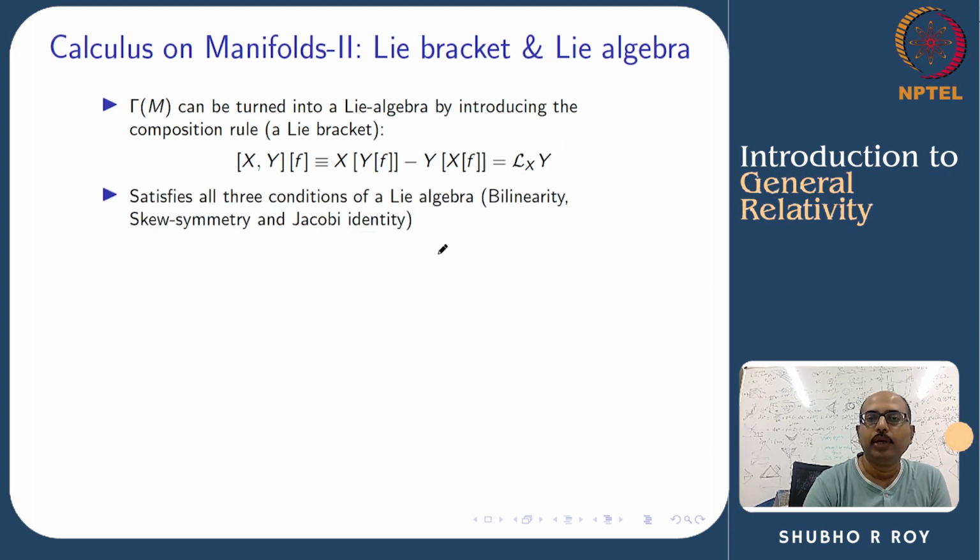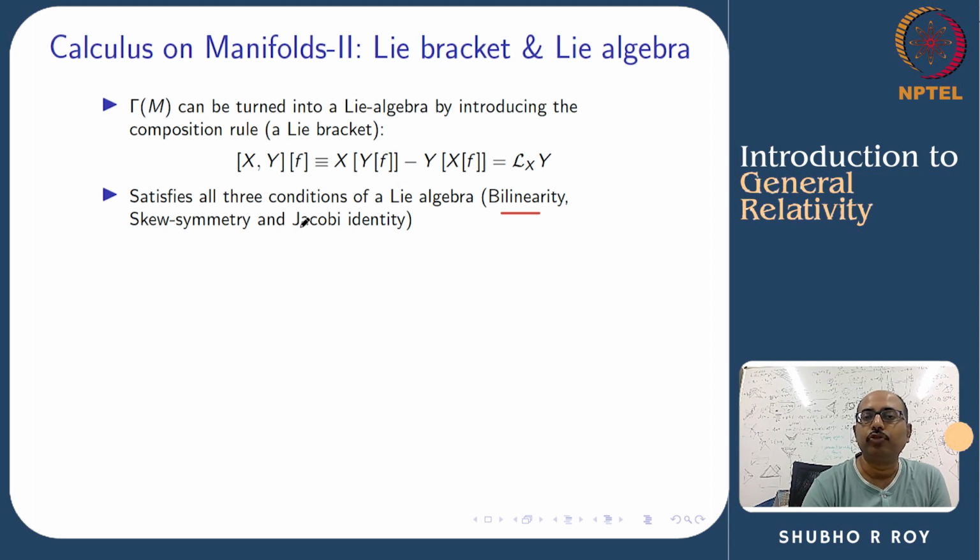Then you can check that this Lie bracket satisfies all the three conditions necessary for this space of vector fields to be turned into a Lie algebra. Namely, this operation satisfies bilinearity. It is linear in both arguments, very easy to see. If I replace Y by Y1 plus Y2, each term will split up into two terms, so bilinearity is obvious. Skew symmetry: if I reverse the roles of X and Y, the locations of X and Y within the bracket, these two terms also get flipped, so it picks up a sign.